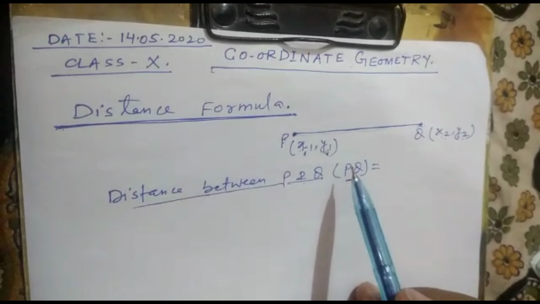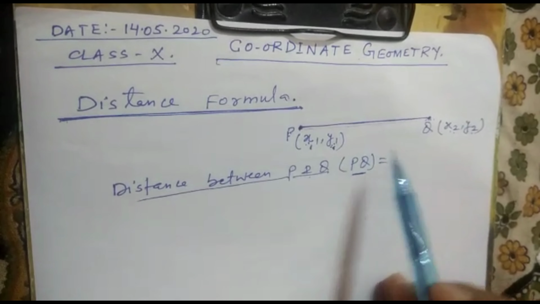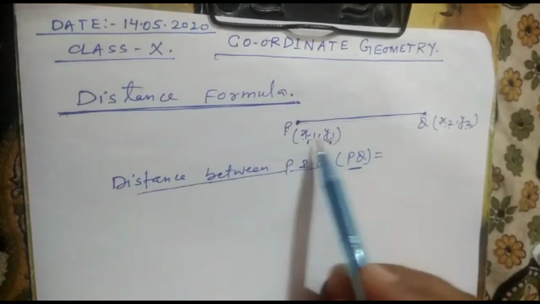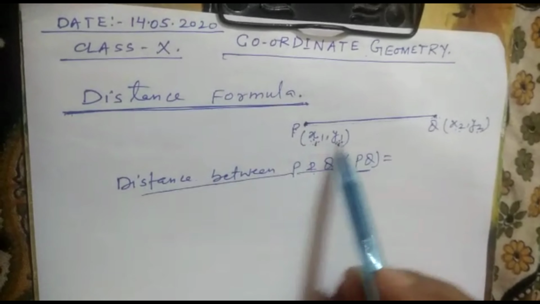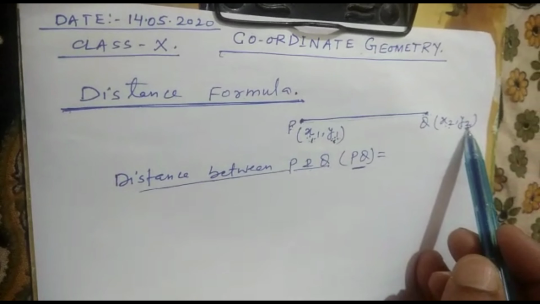So whenever you find the distance between 2 points whose coordinates will be given to you like x1, y1 and x2, y2, in place of which numbers will be given in the question.